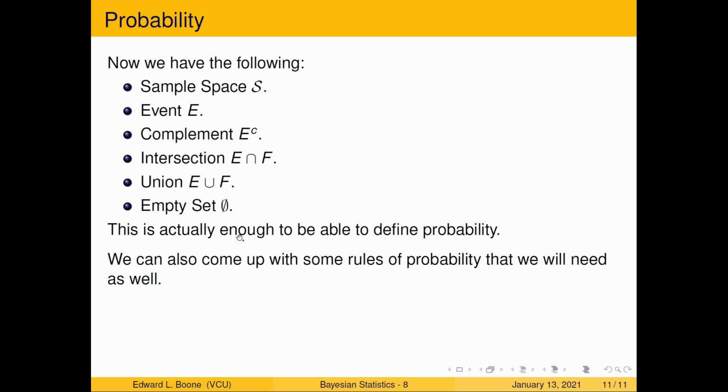Now, what we have here is actually enough to be able to define what probability actually is. And we can also use this to come up with some other rules of probability that we're going to need as well in order to be able to function well in a Bayesian framework. But we need to move on to our next video, so see you there.